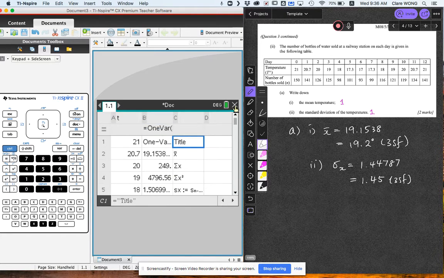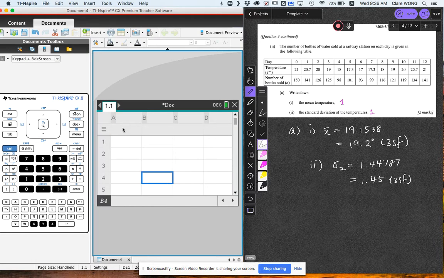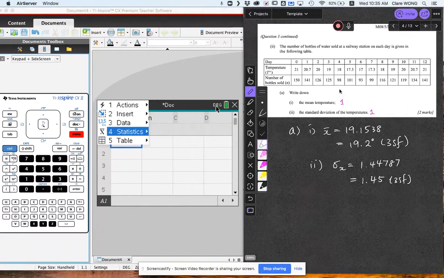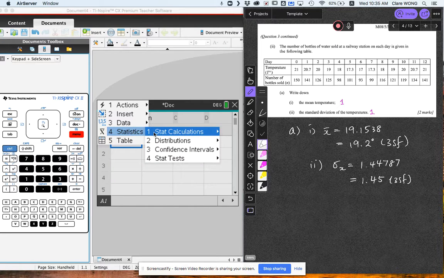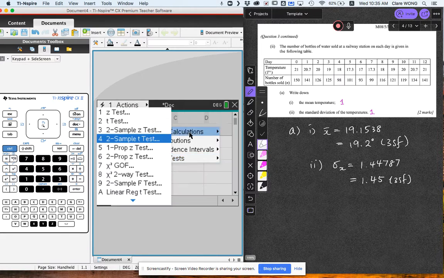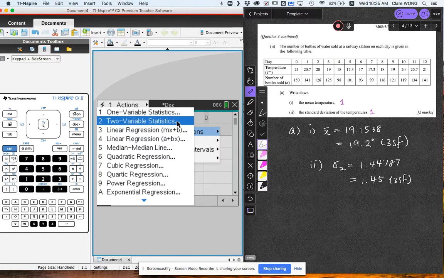Well, maybe I should just start a new one. So if I'm doing 2 variable stats, I need to have the temperature here and the number of bottles sold. And right back to here, and then if we have temperature and number of bottles sold, you need to do statistic calculation, go to 2 variable stats instead, and get all the details. Make sure you scroll down for all the results. Okay.